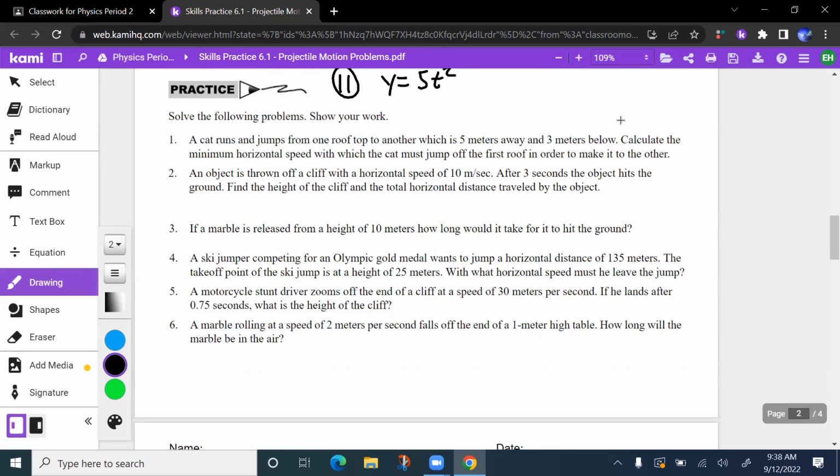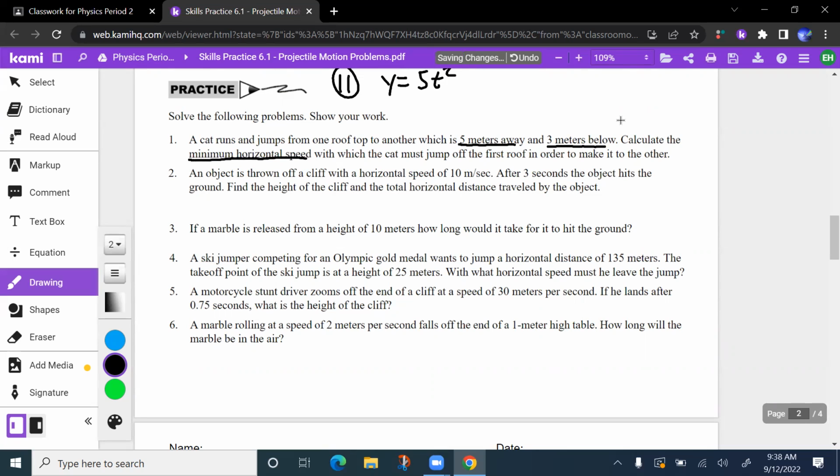A cat runs and jumps from one rooftop to another, which is 5 meters away and 3 meters below. Calculate the minimum horizontal speed with which the cat must jump from the first roof in order to make it to the other. All right, so I read this and I read this. Okay, and we're looking for this.